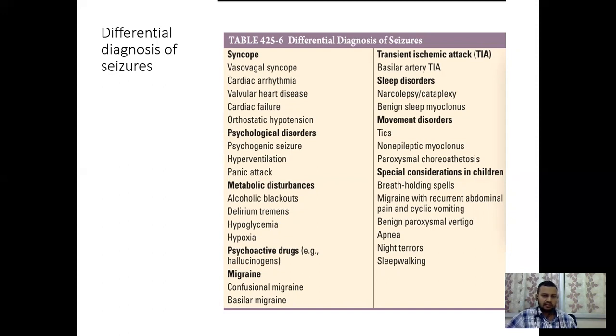Psychoactive drugs like hallucinogens. Migraine: confusional migraine, basilar migraine. Transient ischemic attack like basilar type transient ischemic attack. Any sleep disorders like narcolepsy or cataplexy and benign sleep myoclonus. Movement disorders like tics, non-epileptic myoclonus, paroxysmal choreoathetosis. And special considerations in children like breath holding spells, migraine with recurrent abdominal pain and cyclic vomiting, benign paroxysmal vertigo, apnea, night terrors, and sleepwalking.